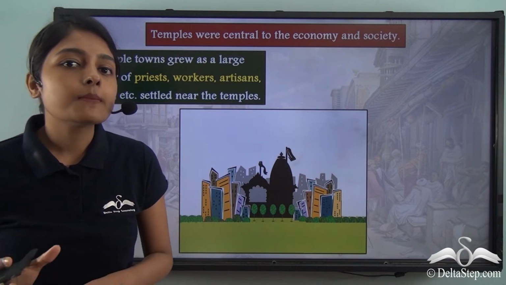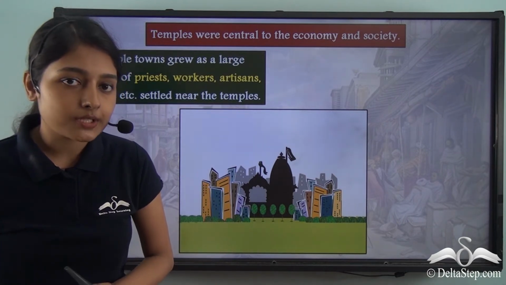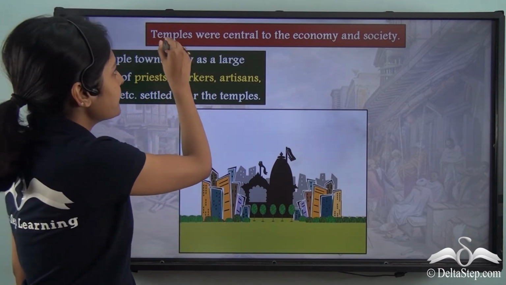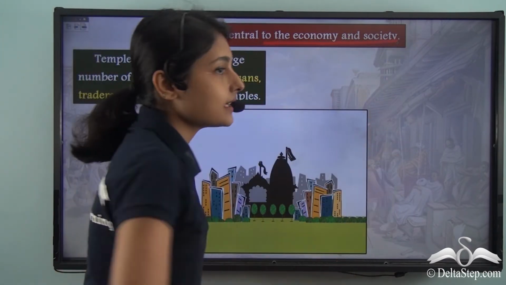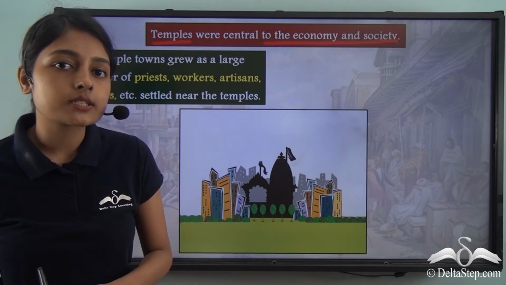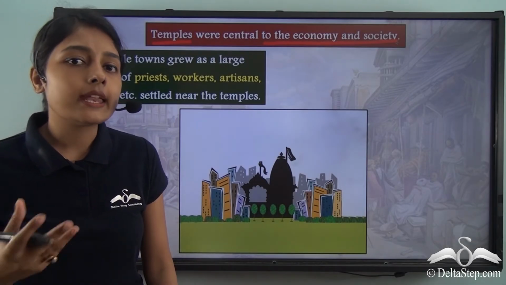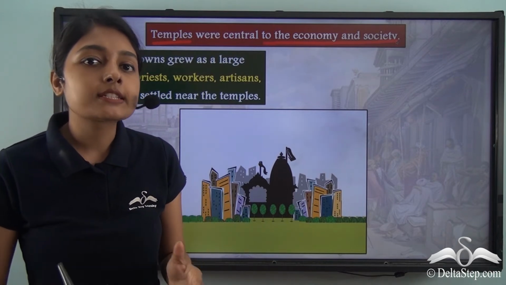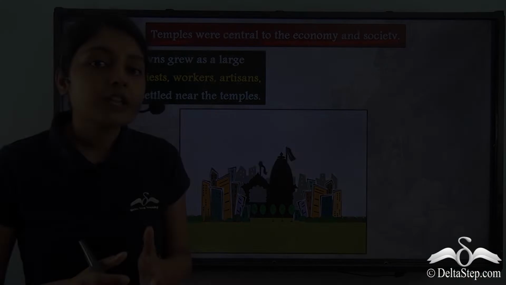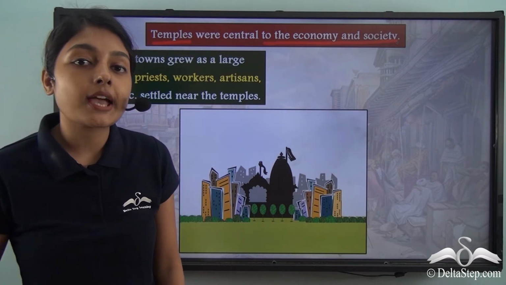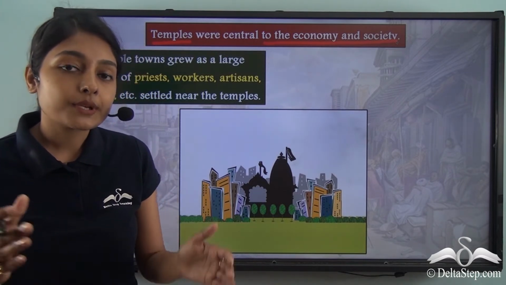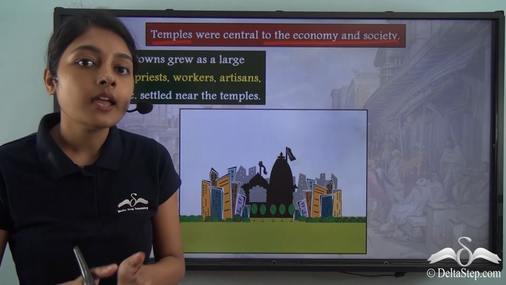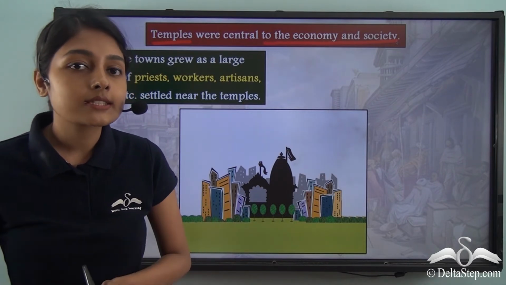Now with this, we come to a very important line of discussion. The idea that we will now try to establish is that temples were central to the economy and society. Now, how were temples important to the economy of any kingdom or any empire? This is because whenever a temple was constructed, around it many people started staying. So in a way, the temples now emerged as the nuclei of the settlements, because people from different places in the kingdom or different places in the empire now started staying around the temples.